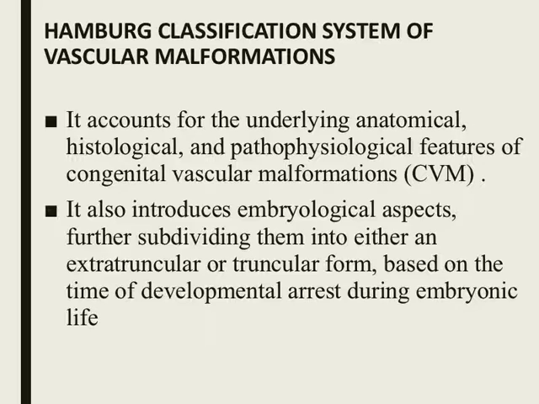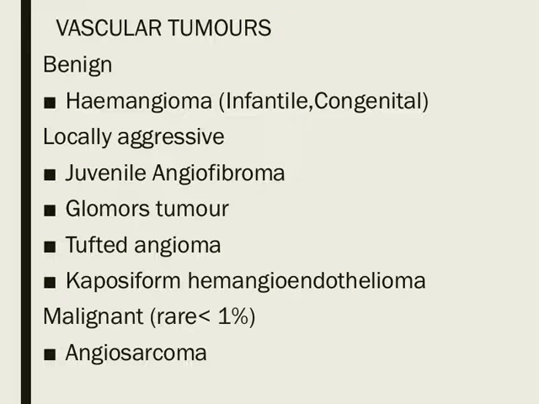With the Hamburg classification, he rather depended on whether it's the extratruncular or truncular form. So we will stick with the International Society classification. With the benign, you have a cocktail of them, but the most common is a hemangioma, which we have the infantile and congenital type. Then the locally aggressive, we have the juvenile angiofibroma, glomus tumor, tufted angioma, Kaposiform hemangioendothelioma. Then the malignant ones are rare, about just a small percentage, and the most common are the angiosarcomas.